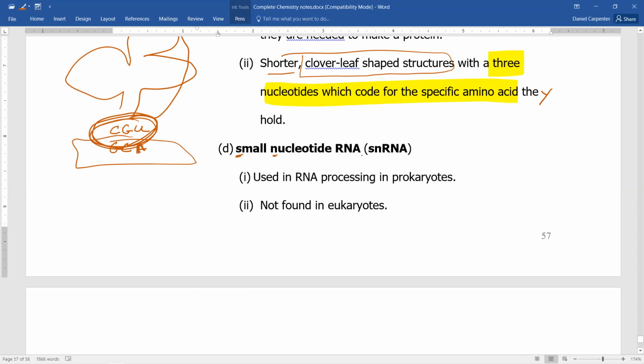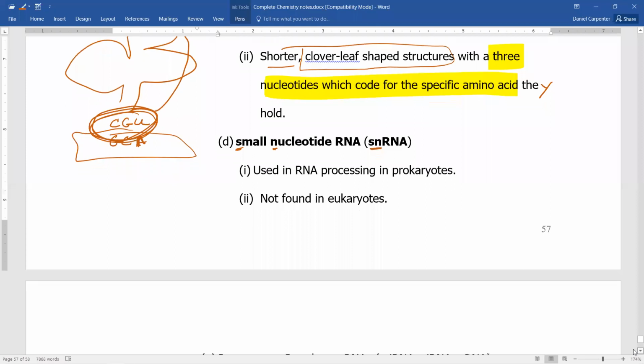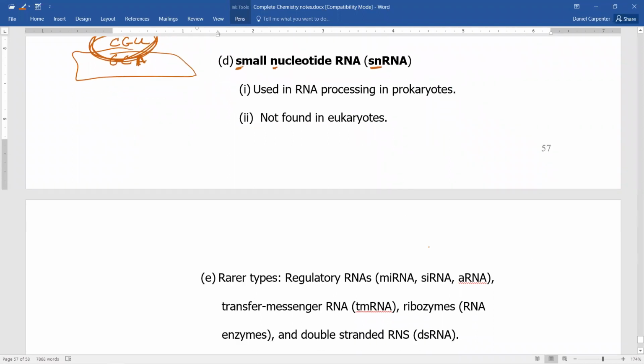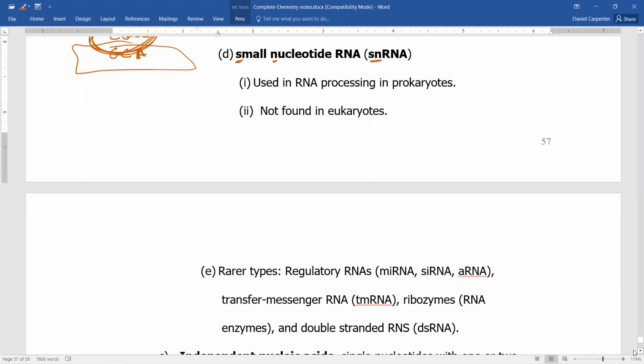Small nucleotide RNA, or snRNA, is used in RNA processing in prokaryotes. Remember, prokaryotes are bacteria, cyanobacteria, and the archaebacteria. And then there are some even rarer types.